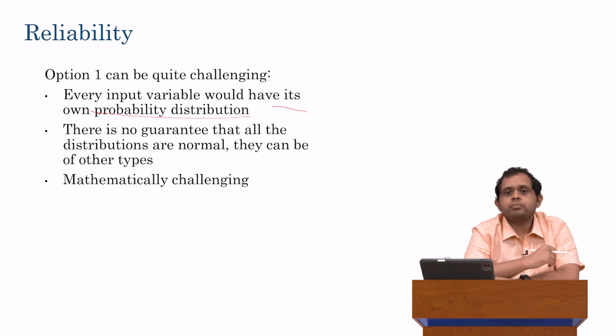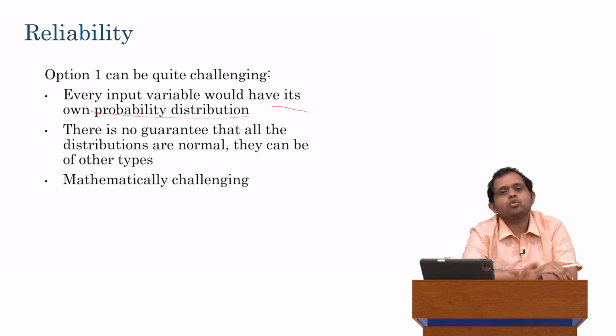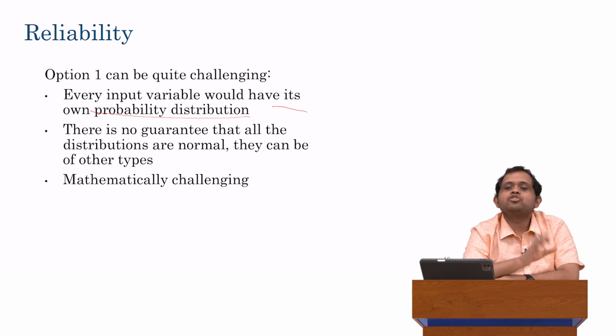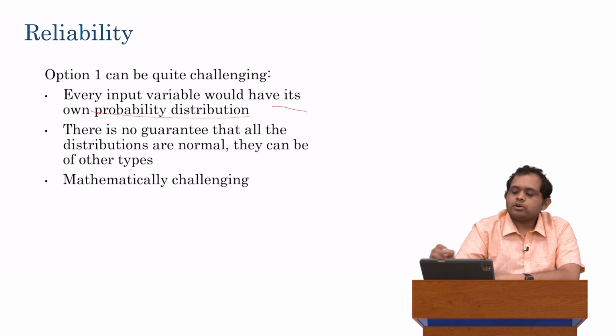The strength of the materials, the thickness of the layers, all of them have their own probability distributions. It is difficult, first of all, to generate these probability distributions, and generally there is no guarantee that all these distributions are going to be normal. So what is a normal distribution?